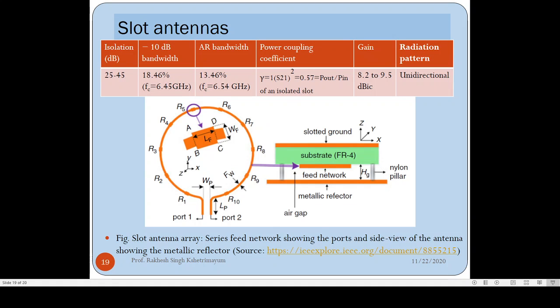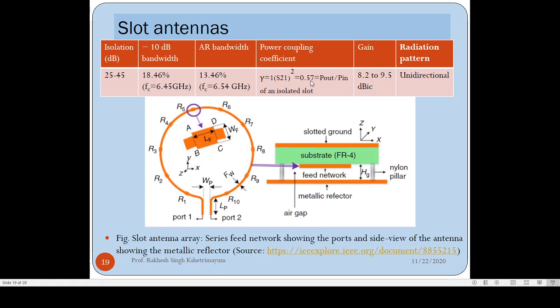So this antenna's performance: isolation is from 25 to 45 dB, and the minus 10 dB bandwidth is 18.46% at the center frequency of 6.545 GHz, and the axial ratio bandwidth is 13.46% at the center frequency of 6.54 GHz. And as I already told you, the power coupling coefficient was taken as 0.57.